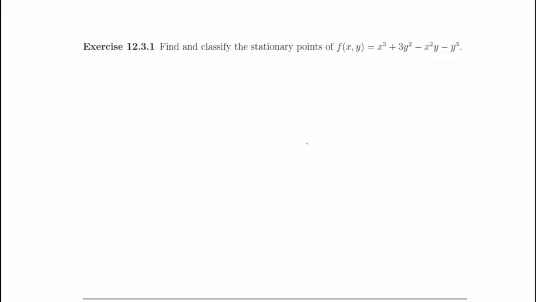All right, so go ahead and look at exercise 12.3.1 and use those classifications to find and classify the stationary points for f(x, y) = x³ + 3y² − x²y − y³. And stationary points are the same thing as critical points, so just another word. It's stationary, meaning that the derivatives are 0. So we're not going uphill or downhill at that specific point. Our outputs aren't increasing or decreasing.